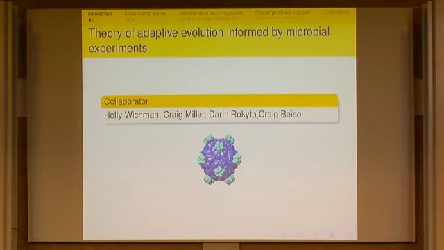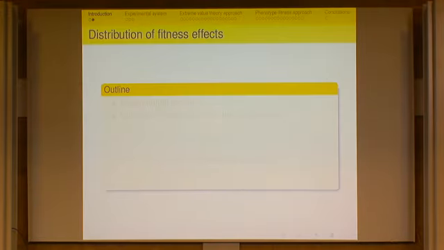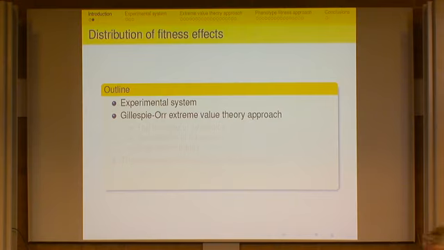Again, let me give you a little bit of an outline to begin with. I'll talk a little bit briefly about the experimental system. Then I'm going to talk about a fairly old paper now that appeared about 10, 12 years ago by Alan Orr that's based on some work by John Gillespie, who's a pretty famous population geneticist who worked in the 80s.